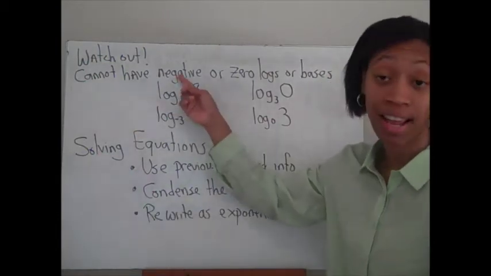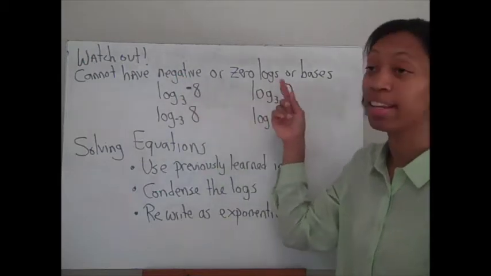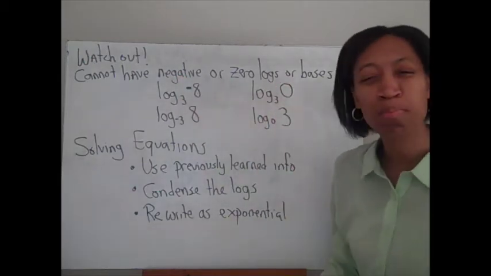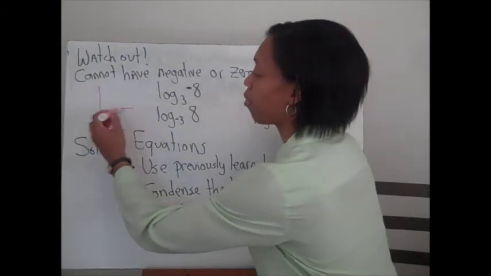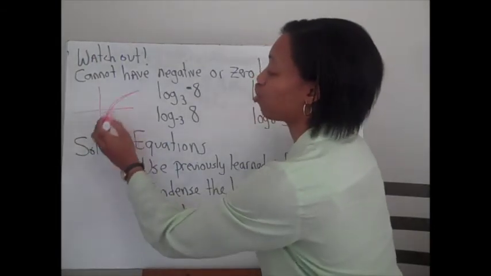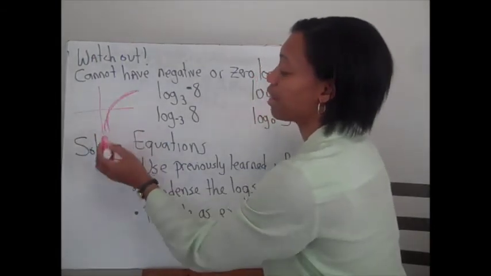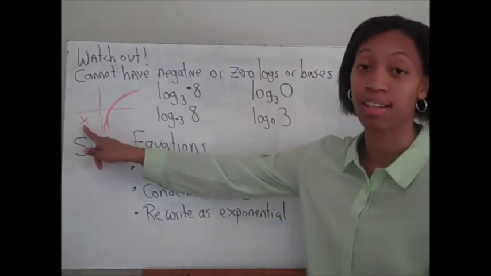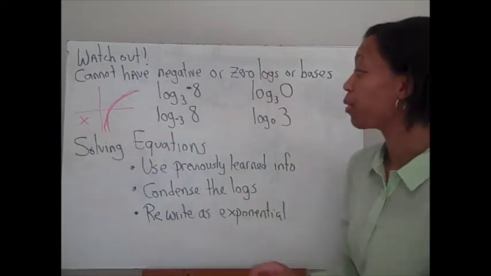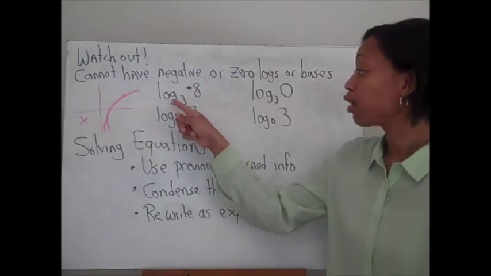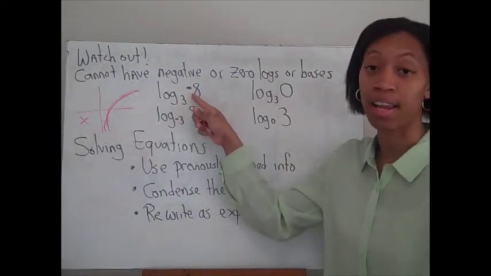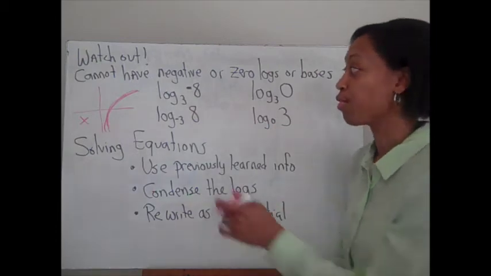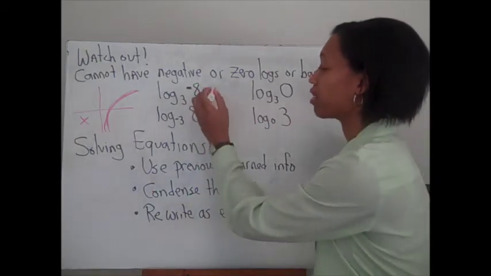So, when you're solving these logarithmic functions, you need to watch out for negatives and zeros. You cannot have a negative or a zero in the log or in the base. And if you remember from the first lesson, the log is just positive, it never crosses to negative numbers, and it never gets to 0. So if you have something like log base 3 of negative 8, there is no solution for that. The answer to this does not exist.